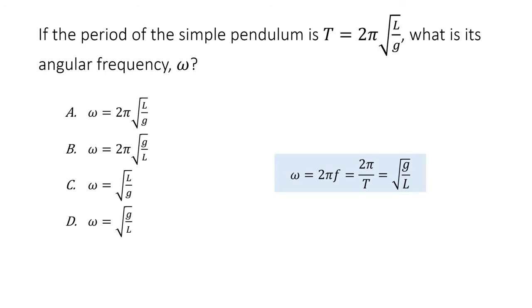So anyway, what that means, we get cancellation of the 2 pi's. We end up with 1 divided by the square root of L divided by g. g is in the denominator of the denominator, and so it can come up into the numerator, and we end up with omega equal to the square root of g divided by L. So I would go ahead and pick answer D here.